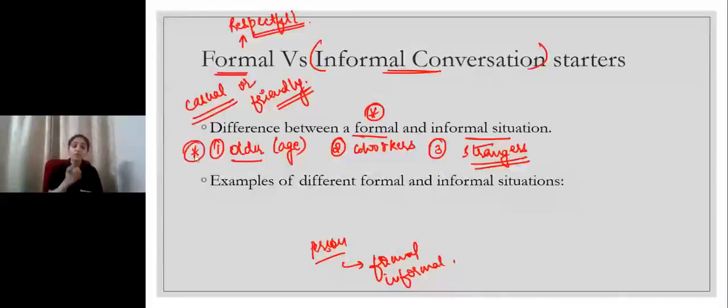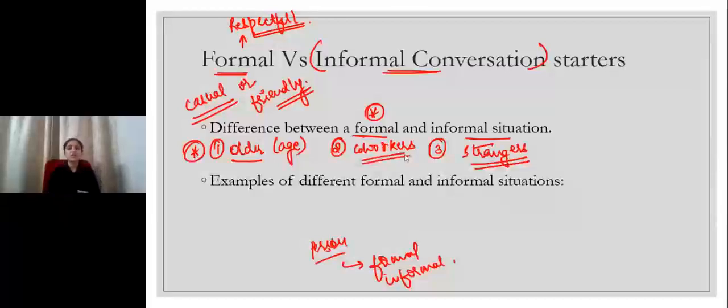We are talking about people who are elder to us in age. We are talking about our co-workers, people who work with us. These people might be superior to us, they might be juniors to us, but we need to respect them equally. And finally, strangers, people we do not know, we have to be respectful towards strangers. So I hope the first part is clear. The difference between formal and informal is clear.